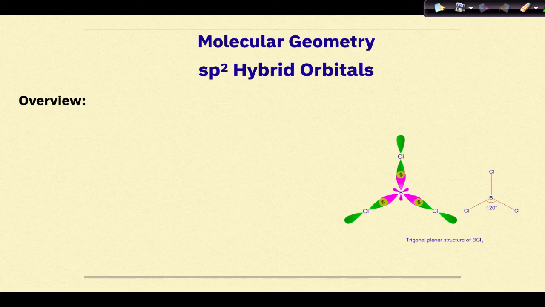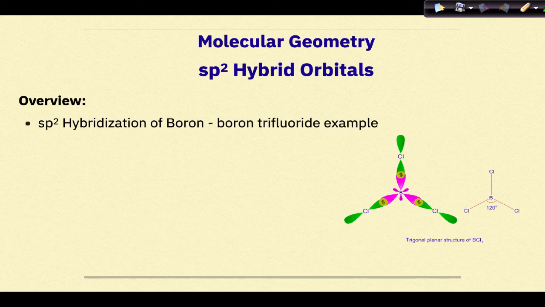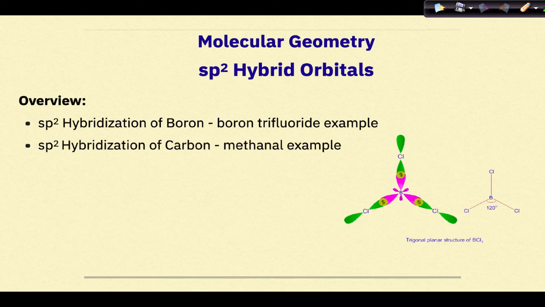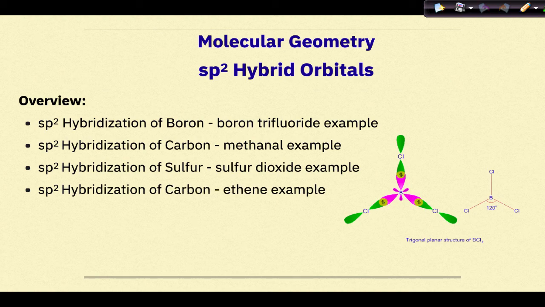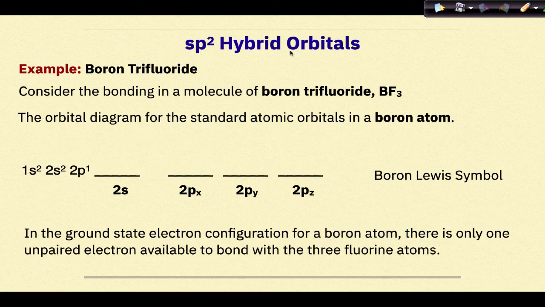Molecular geometry, sp2 hybrid orbitals. In this tutorial, we will be going over sp2 hybridization of boron, boron trifluoride example, sp2 hybridization of carbon, methanol example, sp2 hybridization of sulfur, sulfur dioxide example, sp2 hybridization of carbon, ethene example, and then some practice at the end. sp2 hybrid orbitals. The first example that we're going to look at is boron trifluoride.